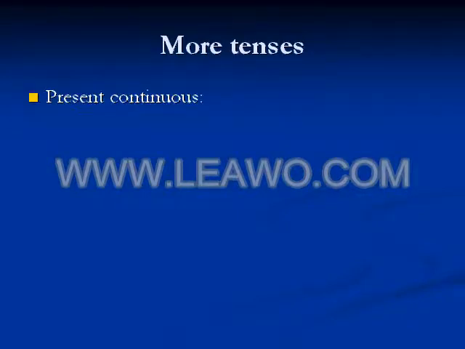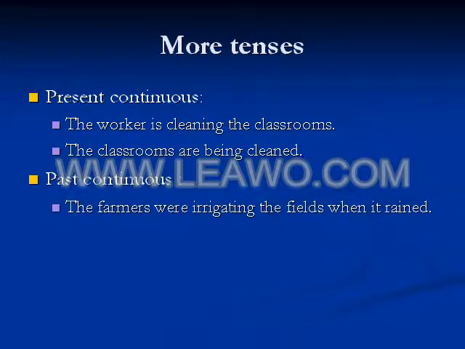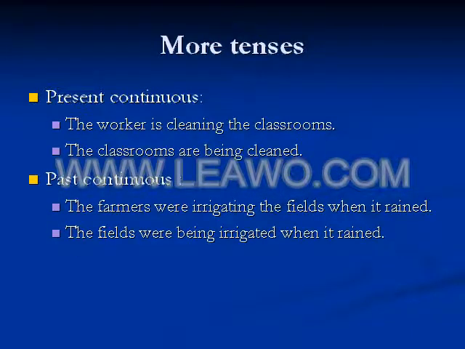More tenses. Present continuous, the -ing form. The worker is cleaning the classrooms. So the classrooms are being cleaned. Why "are"? Because classrooms is plural. Cleaning becomes being cleaned. Past continuous. The farmers were irrigating the fields when it rained. The fields were being irrigated when it rained. Irrigating becomes being irrigated.